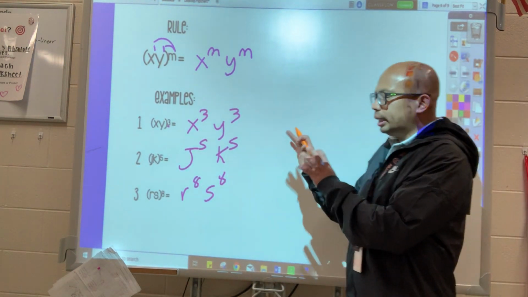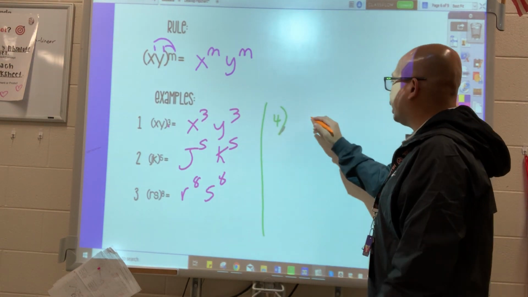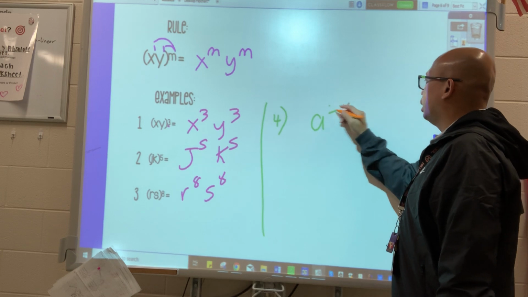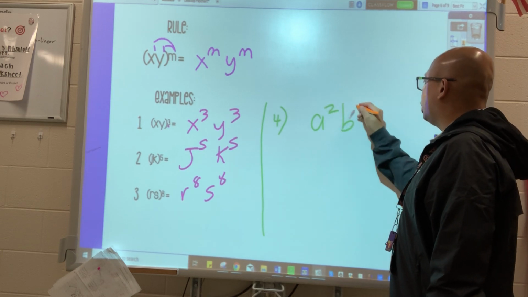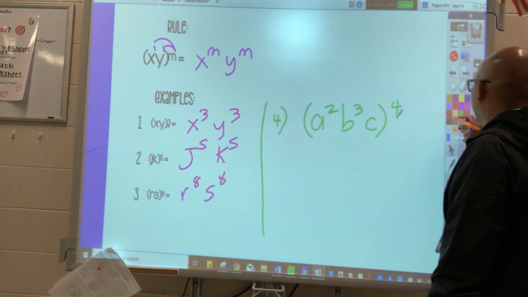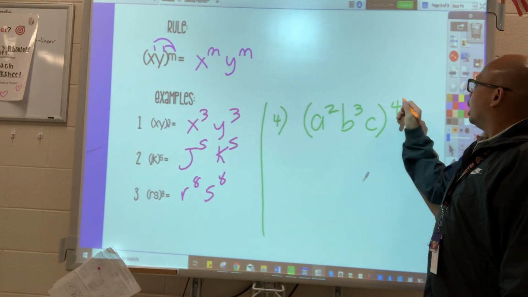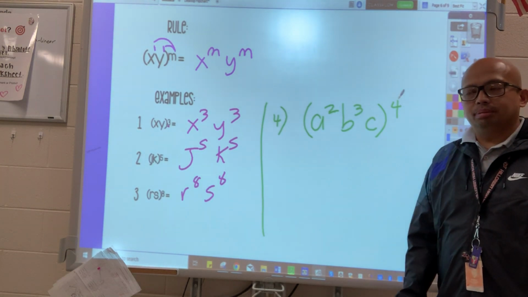If I try to make it a little more complex than this one here, example number 4, let's say a squared, b cubed, and c, let's say I put here to the 4th power. What will be the answer for this one here? Think. Pause it and try to answer it.